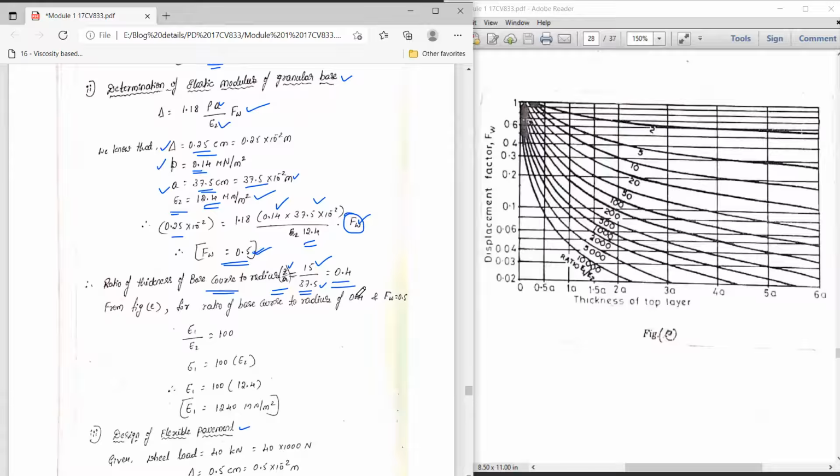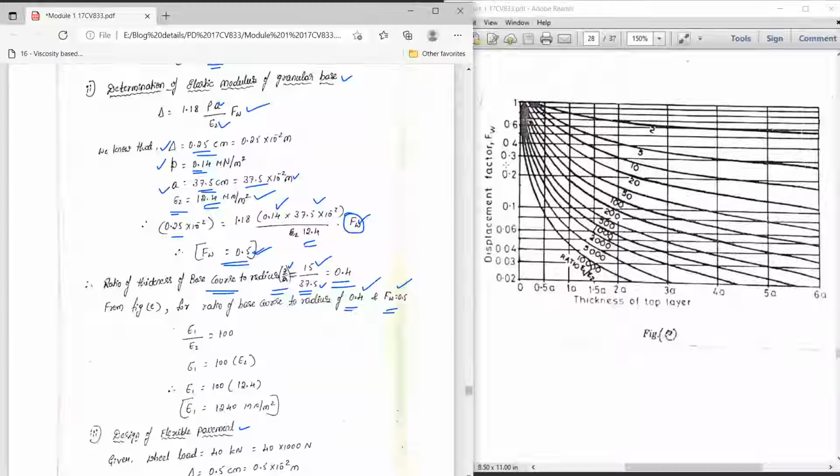Okay. Now, for this Z by A value 0.4 and FW equal to 0.5, you have to choose E1 by E2 ratio by using this graph. You can see the graph in the right tab of my screen. In this graph, x-axis represents thickness and y-axis represents displacement factor. Correct? Now in our data, FW is how much? 0.4. Sorry, FW is 0.5, not 0.4.